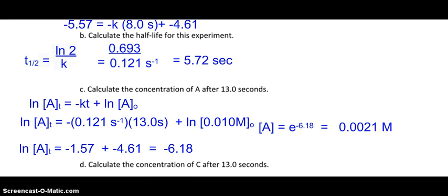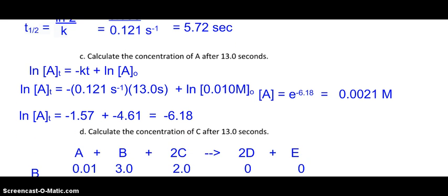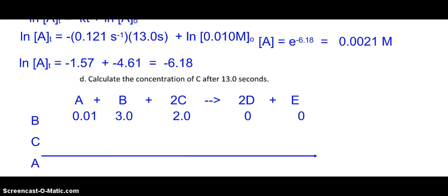Now, what I really like about is letter D. Calculate the concentration of C after 13 seconds. Oh, wait a minute. We're talking about C? That's not A. How are we going to do this? Well, set up your BCA table. Do you remember doing that? So here's your BCA table with your initial amounts.